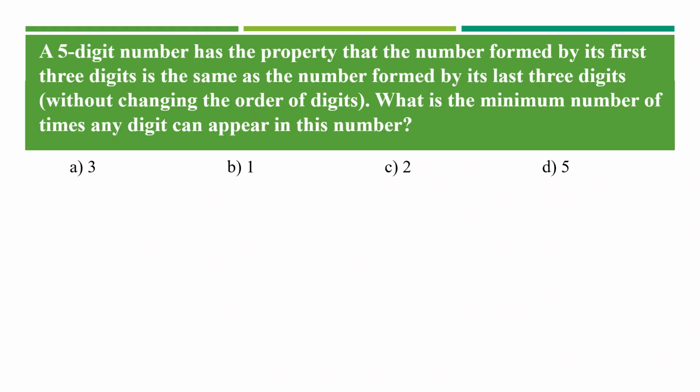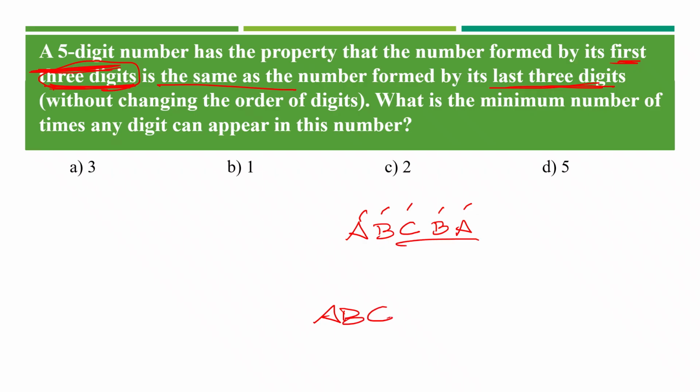And the next question is, a 5-digit number has the property that the number formed by its first 3 digits is the same as the number formed by its last 3 digits. I believe it should be something like a palindrome, a 5-digit number. Let me say A, B, C and A, B, C. It's a 5-digit number, so I have A, B, C, B, A. The first 3 digits are ABC, and using the last 3 digits, it's again ABC. So it satisfies the condition.